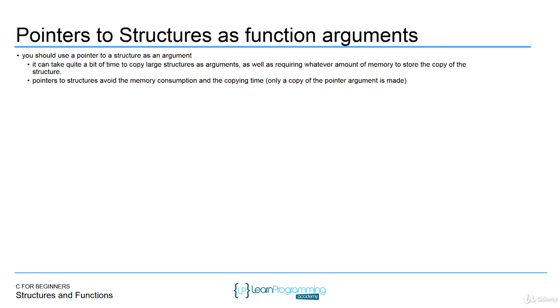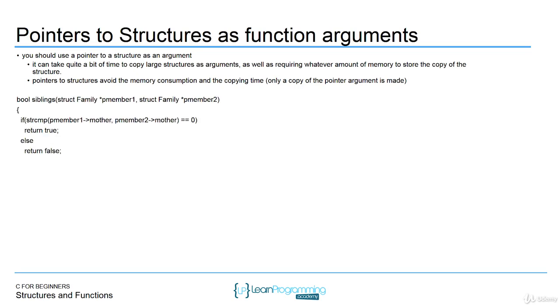So pointers to structures are used as parameters in functions to avoid memory consumption and the time it takes to copy all the structures. Now, if you have a small structure, no big deal. But definitely want to use pointers for structures that are big. So in this case, what do you do? You still specify the name of the type of the structure. You just put the asterisk afterward.